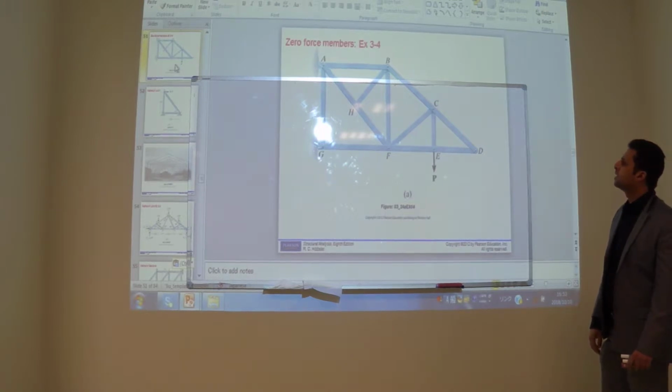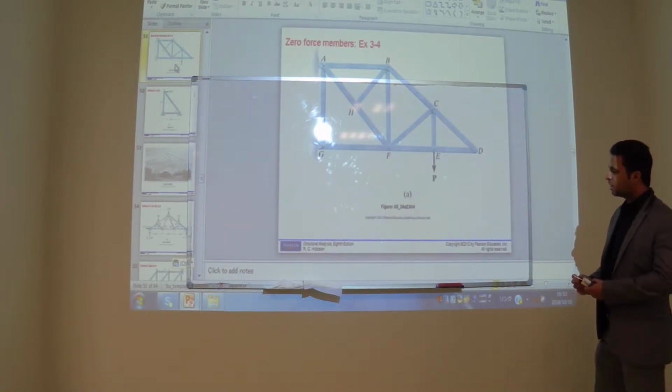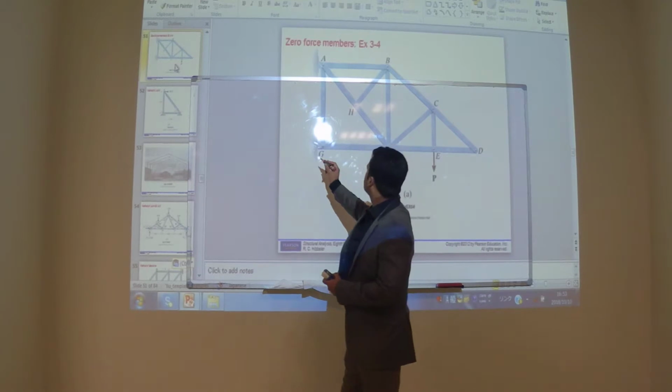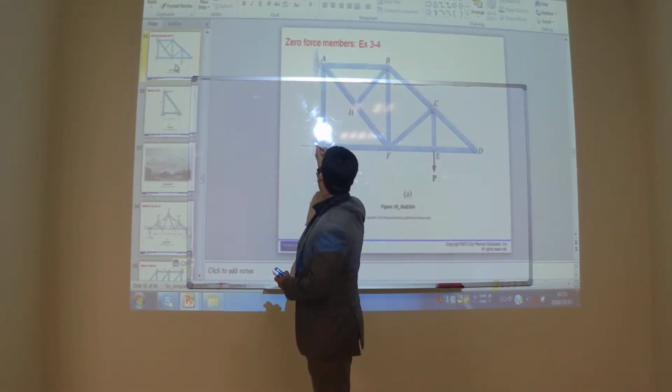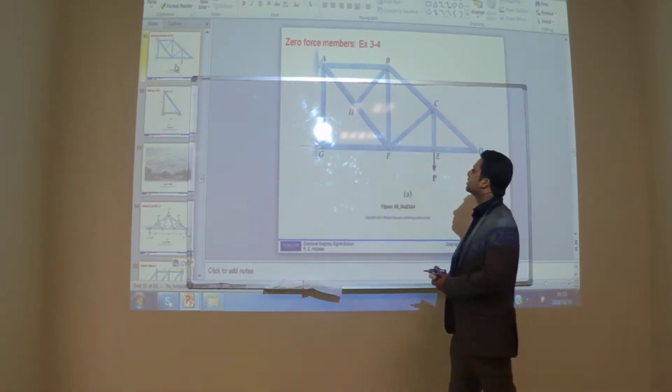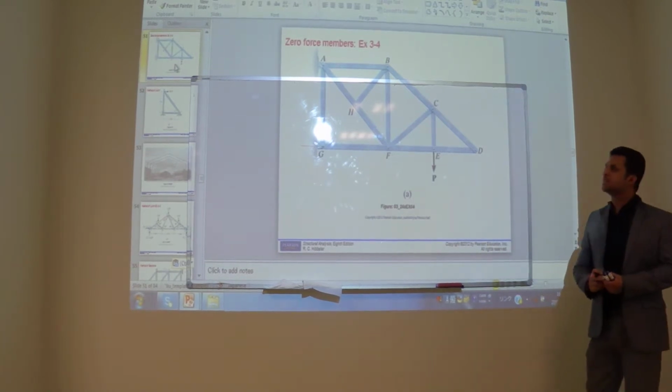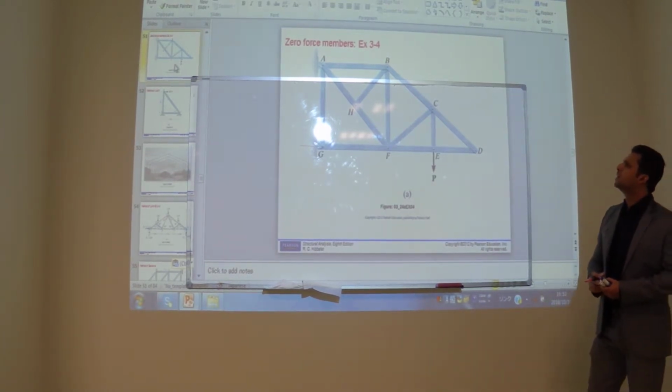But what about this member? It will be equal to the horizontal component. There will be a reaction here. I think it's a roller. There will be a reaction here. And at A, there will be two reactions. Yeah, teacher, A would have two reactions. So there is no zero force.